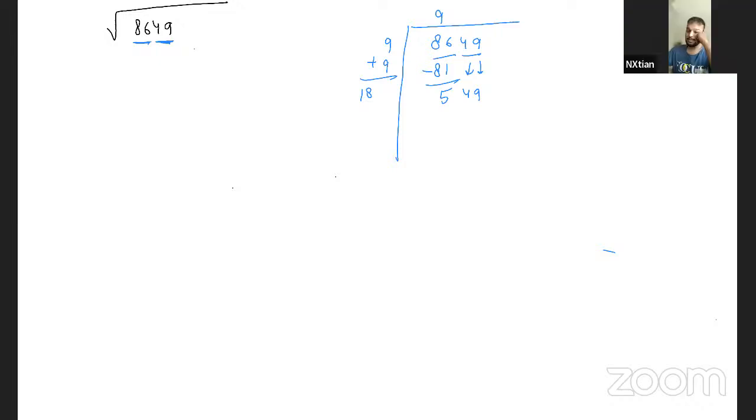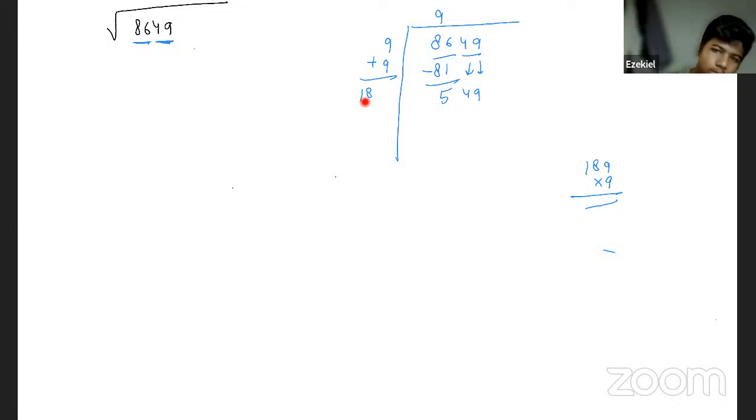Now the next step is you have to choose any number from 0 to 9. Any number. I take 9. If you take 9, it will become 189 multiplied by 9. Why 189? Because 18 was already there, and you chose 9, so it becomes 189. Understood? So if I multiply it, we get 1701.